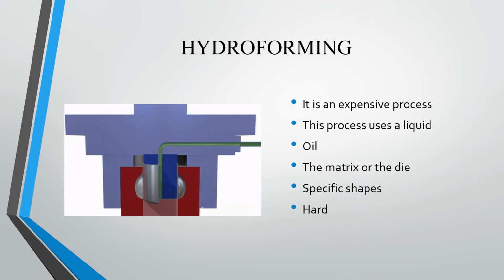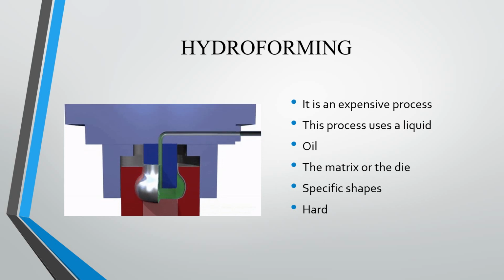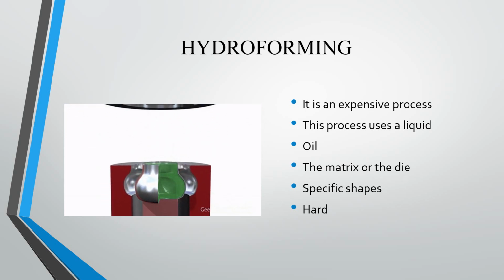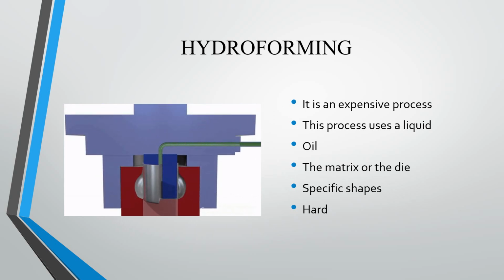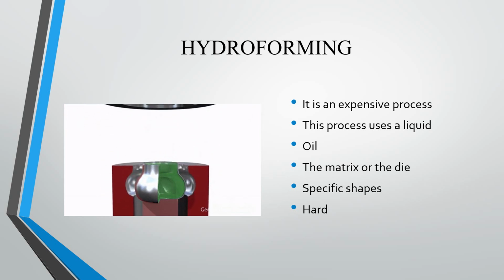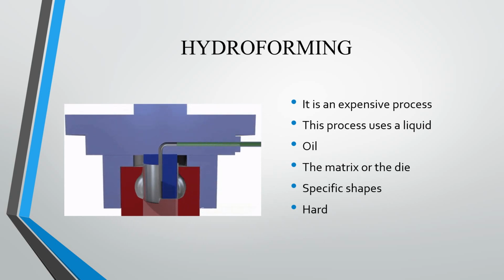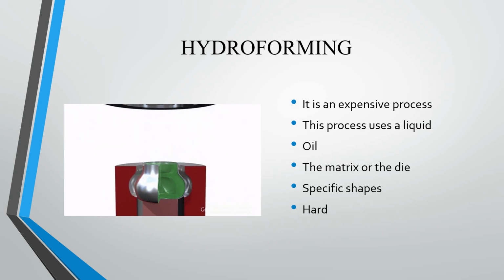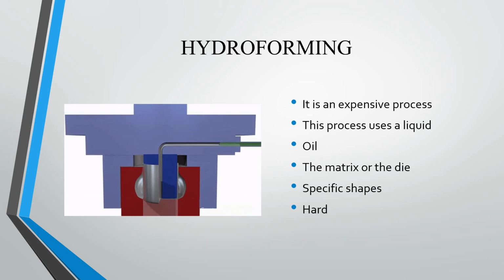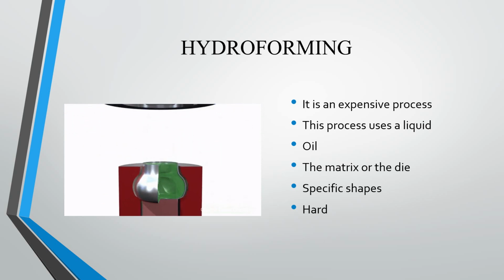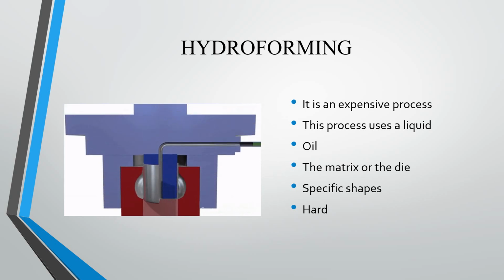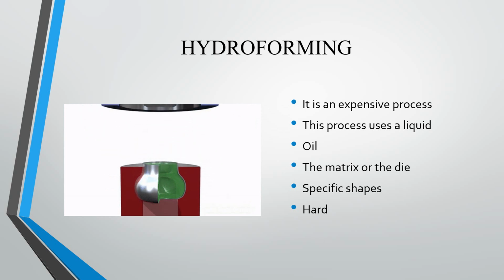Then we have hydroforming. Hydroforming is an amazing process of all the processes that we have now, but it is an expensive process, and it has a special characteristic: this process uses a liquid, and a few people think that this liquid that the machine uses is water, but no. The companies use oil, because with this liquid they avoid cracks during the process.